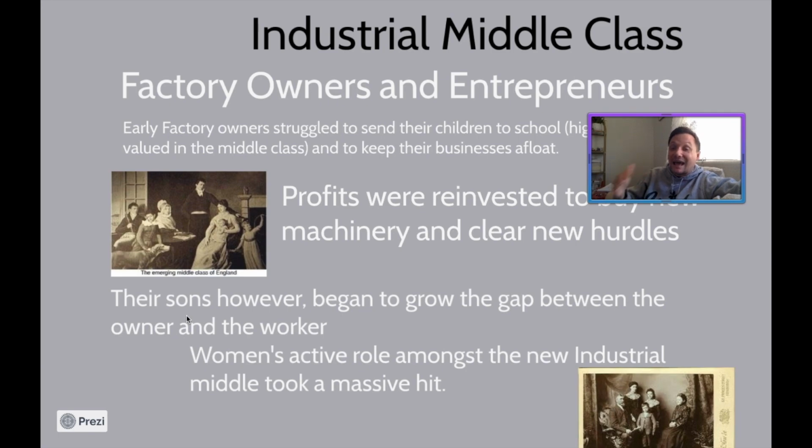So women's active role, as well, amongst the new industrial middle class takes a massive hit, because women are encouraged to not work. They are encouraged to be at home. They are encouraged to be people like governesses that tend to servants and things like that, or just be in charge of raising children. So it is going to drastically affect the roles of the industrial middle class woman, and we are still feeling massive effects of these growing separate spheres today, but we'll define those things a little bit better in class the next time I see you, okay?